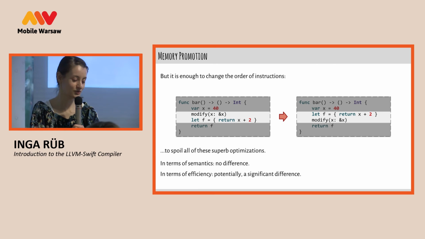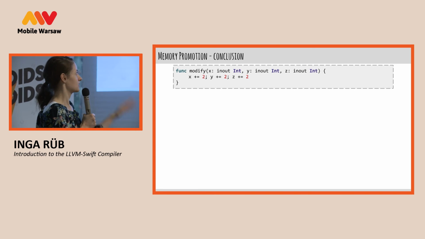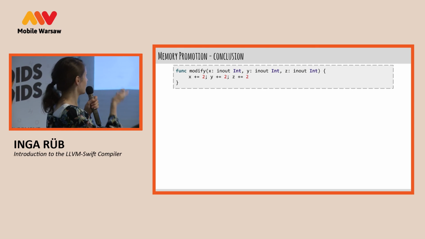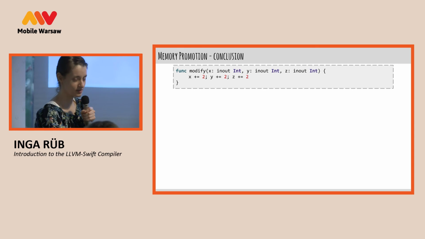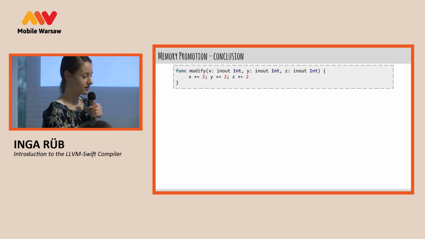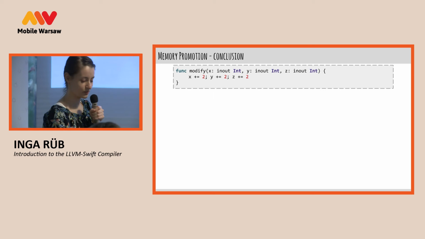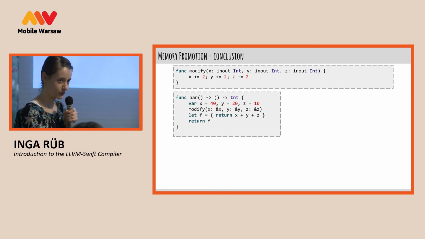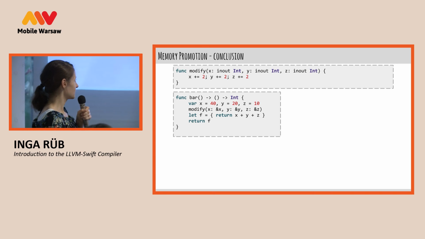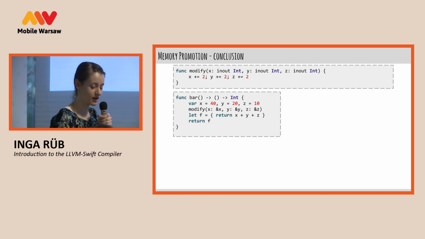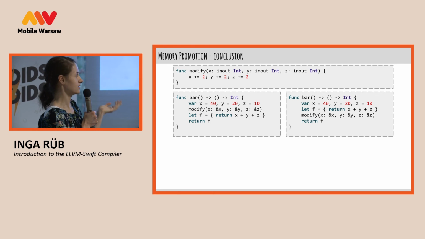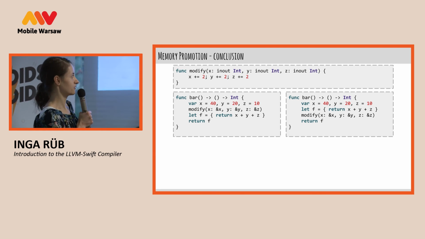So this is why we should know about these things. And just a quick example to show you the numbers. We have a function modify which takes 3 variables. I added 2 additional variables to make the example, to make the numbers bigger, so that the optimization will be much more visible. And we have the same function as before, but it operates on 2 additional variables.